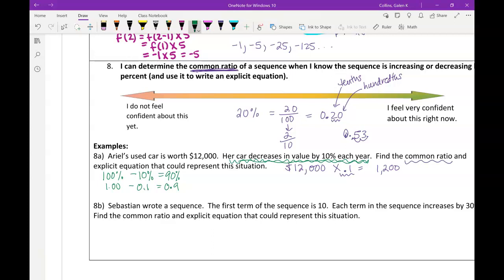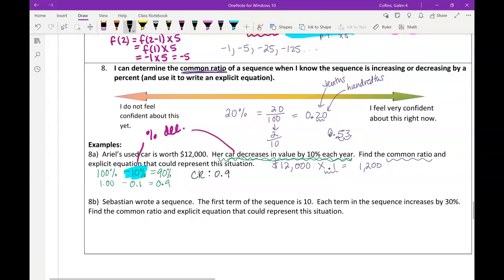All that to say, 0.9 is our common ratio. We could generalize that when we have percent decrease, and we're going to talk about this more this year and in Algebra 2, but when something is decreasing by a percent, to find the ratio, I need to subtract my percent decrease. 10% was the percent decrease, right? Percent dec, that dec stands for decrease. We subtract that number from 100. So our common ratio is 0.9, or 90%, if that helps.